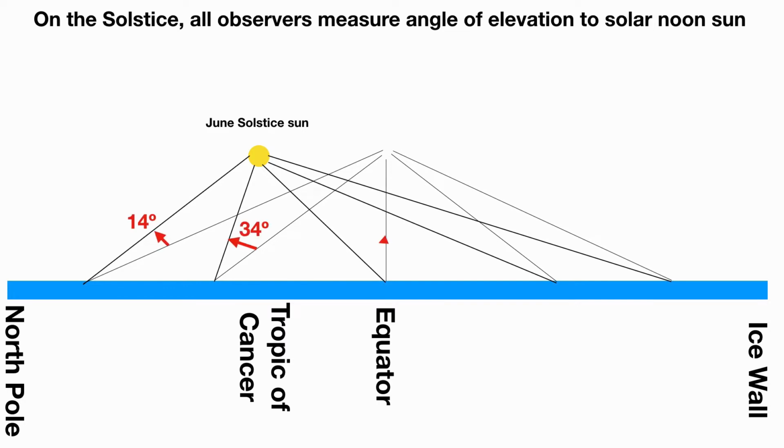And I hope you see that the further you are from the equator, the angle will have a different difference depending on where you are. So that's going to be a big clue that the Earth is flat versus the Earth is a globe.